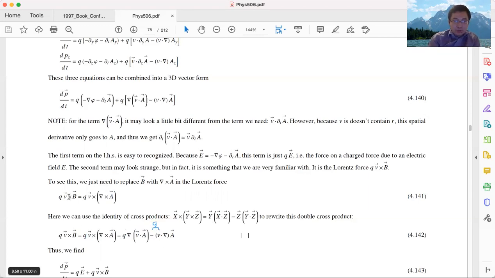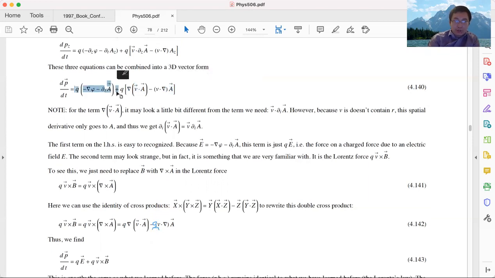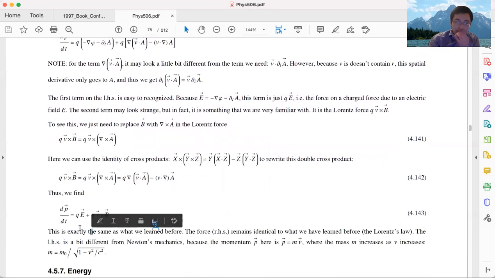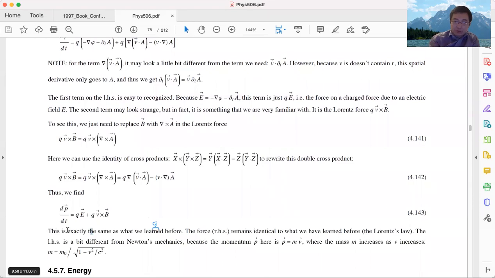If we use this identity to rewrite this formula, we realize immediately this guy equals 2 terms. These 2 terms are precisely what we have here. Okay. The bottom line, first term is nothing but the qE. Second term is nothing but the qv cross B. Okay. So we find that the time derivative of momentum, the equation of motion, is this guy. And by definition, the time derivative of momentum is my force. So this right-hand side of the equation should be my force.